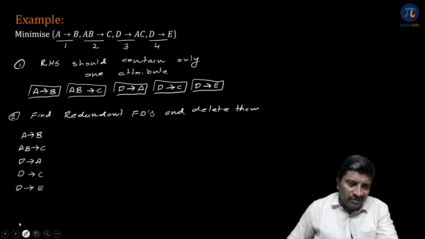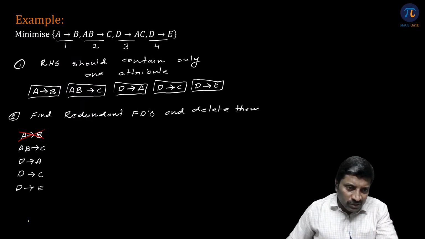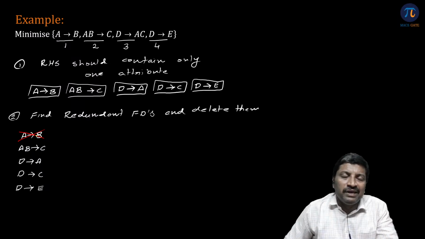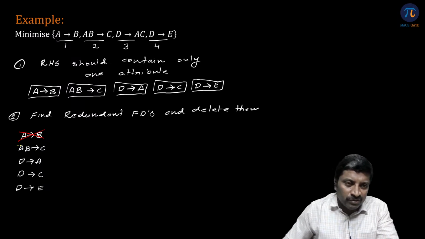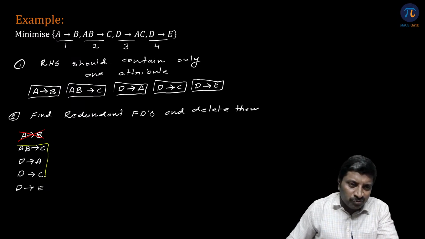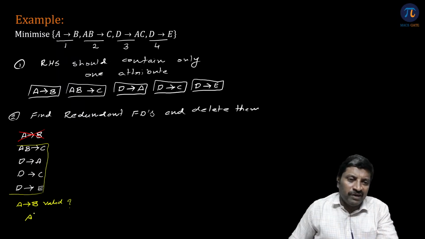First I verify whether the first one is redundant or not. So let us assume I don't have this. Whenever I don't have this, I want to verify whether I can get it by using the remaining 4. So let us assume I have only these 4. Whenever you have these 4, I need to verify whether A implies B is valid or not. So find the closure.